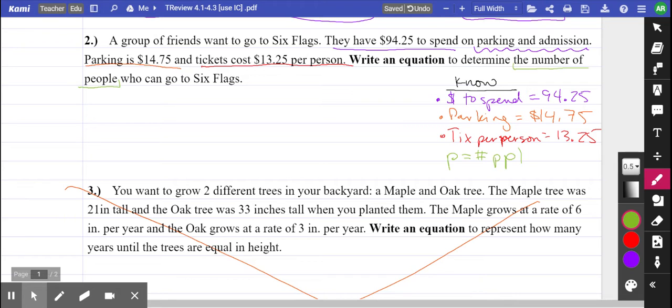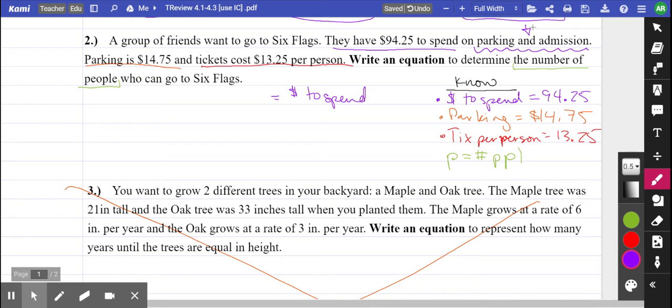Now, to figure out our total, so what I have squiggly lined under it in purple, we'll see it says they have $94.25 to spend on parking and admission. So that's our total amount of money we can spend. So I'm going to write that as money to spend. And that goes by itself on one side of the equal sign because it's the total. They go by themselves.